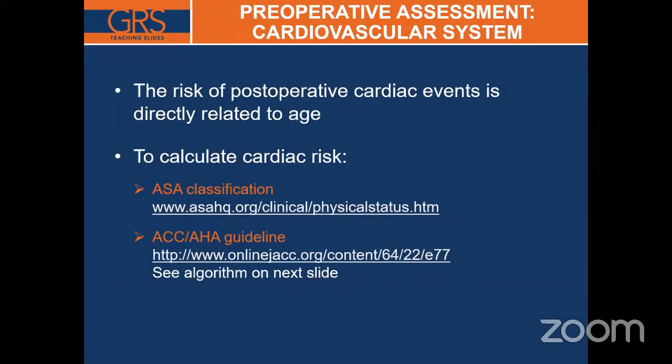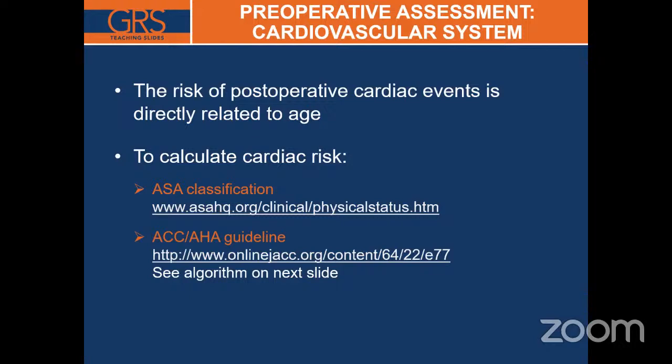I'm going to start with cardiovascular risk assessment. This is a big topic. The risk of postoperative cardiac events is directly related to age. There are two modalities to predict the cardiac risk in patients undergoing surgery. There is the ASA classification, which stands for American Society of Anesthesiologists. This classification has been used for years by anesthesiologists. It basically predicts the outcome in patients undergoing surgery by assessing their physical status.